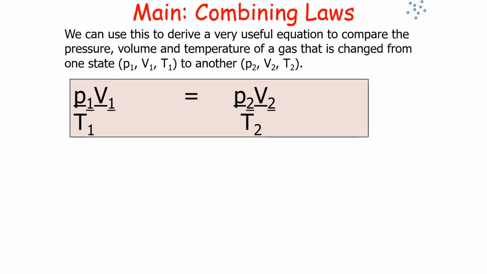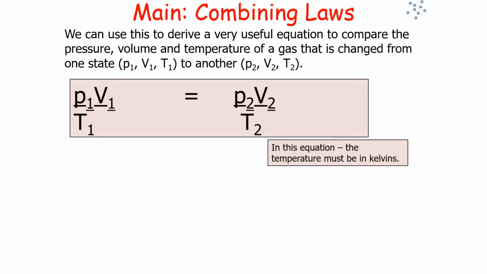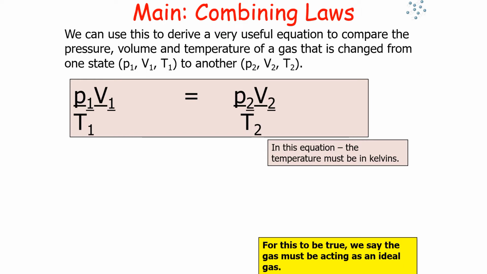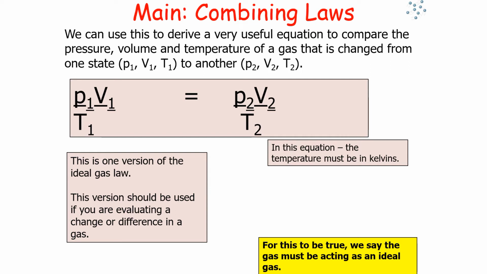Now please remember, in this equation and for every equation we look at in this lesson, the temperature must be given in kelvins. For this particular equation to be used, we've got to make an assumption, and we've got to say that the gas is acting as an ideal gas. Now this is one version of the ideal gas law. This version should be used if you're evaluating a change or a difference in a property of a gas.